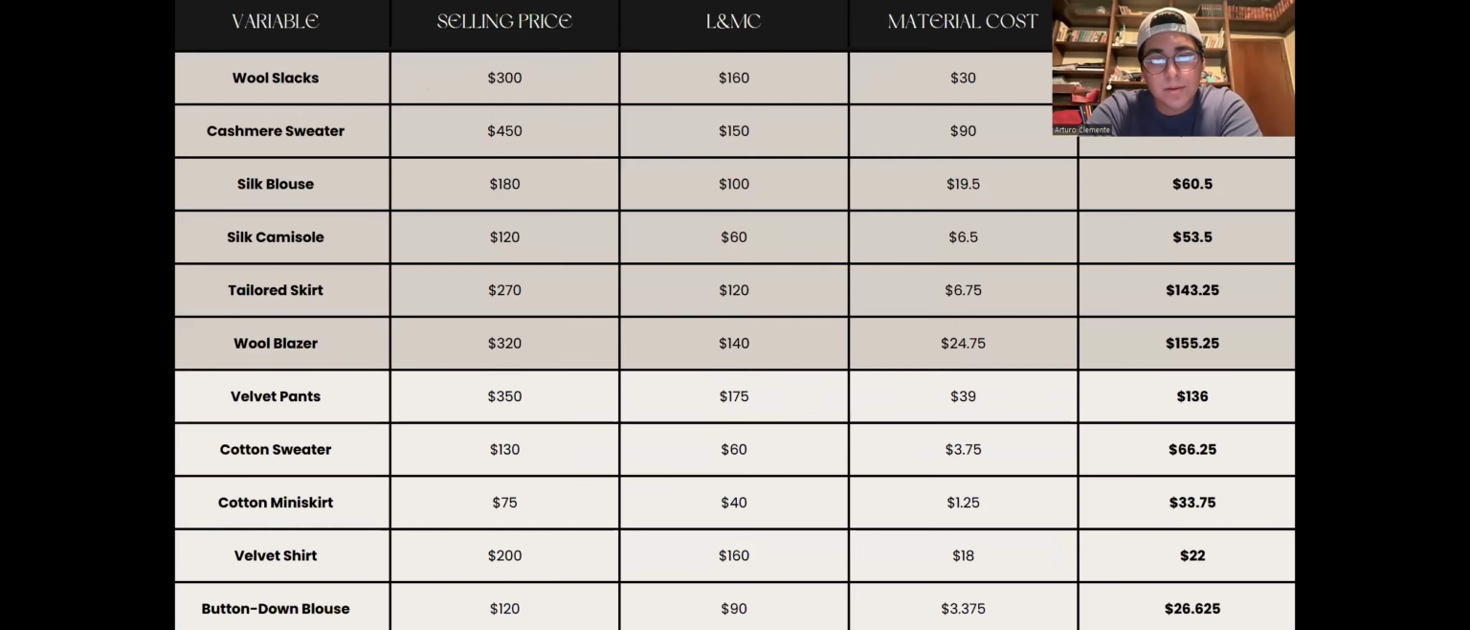Right here we move on to the linear programming. In this table we can see the profit of each item. The wool slacks have a profit of 110, the cashmere sweater 210, the silk blouse 60.5, and the silk camisole 53.5. The tailored skirt has 143.25, the wool blazer 155.25, the velvet pants 136, the cotton sweater 66.25, the cotton miniskirt 33.75, the velvet shirt 22, and the button-down blouse 26.625, which is 63.